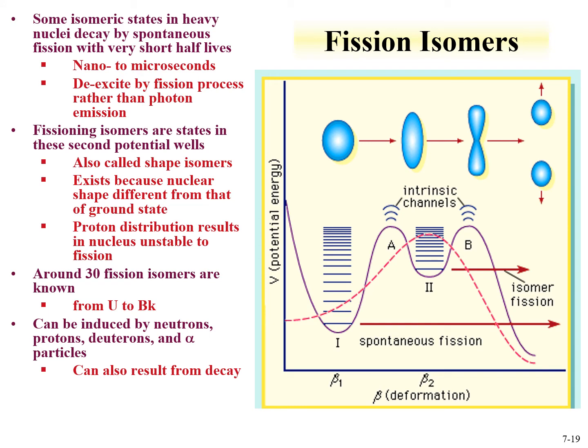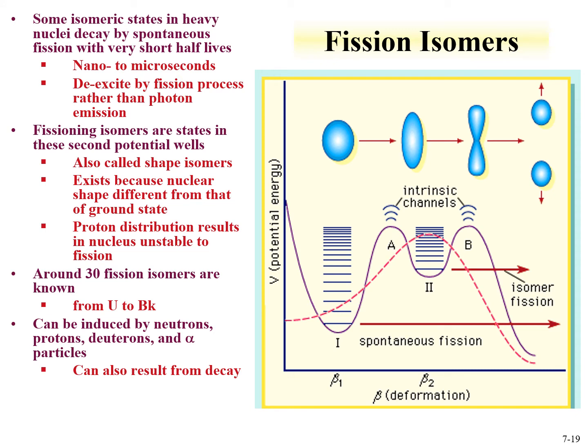Fission can also occur through isomeric states. We talked about isomeric states with gamma decay. These often result in metastable state isotopes, where the isomeric state is above the ground state and de-excites to the ground state with the emission of a photon for gamma decay. For fission, it's possible to have an isomeric state which will decay by splitting in two. And these tend to be very short, nanoseconds to microseconds, and it's a competitive process with fission.